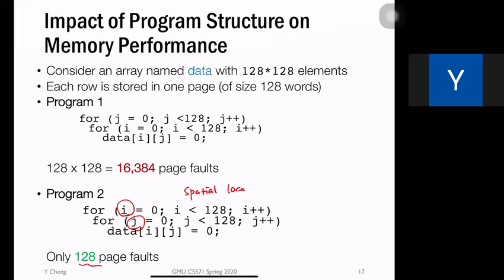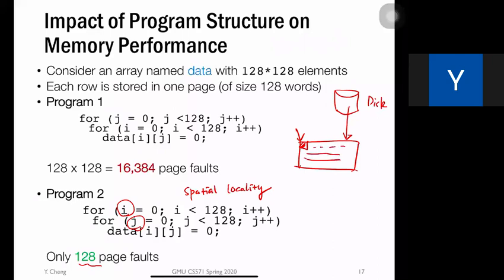So the program definitely benefits from so-called spatial locality, because this is one page. To get at the very first element, you have to bring in the whole page from disk all the way to memory, and all the rest of the scanning benefits. So this is called spatial locality.